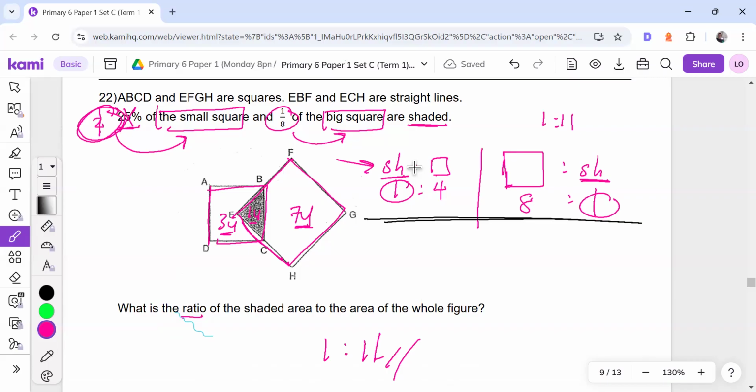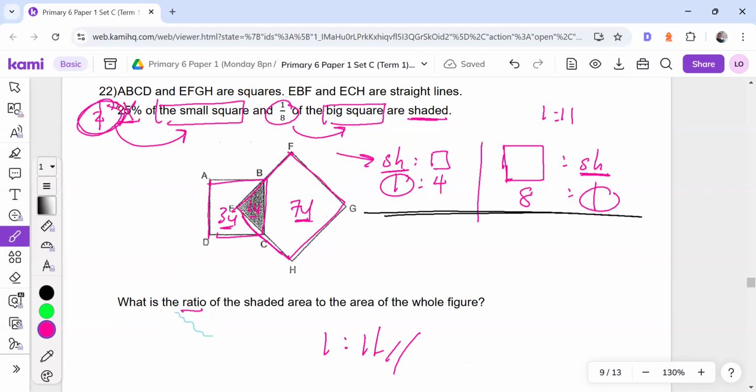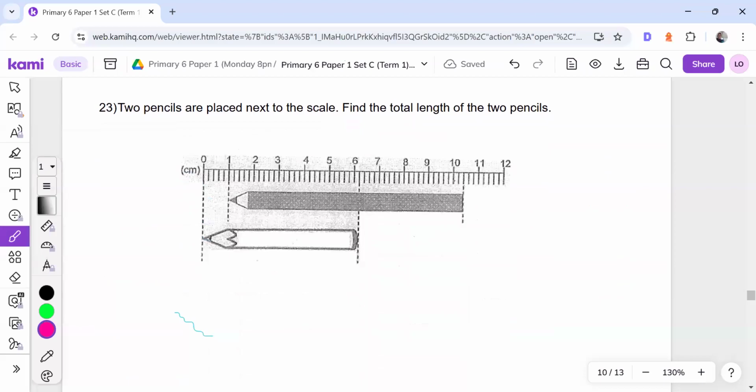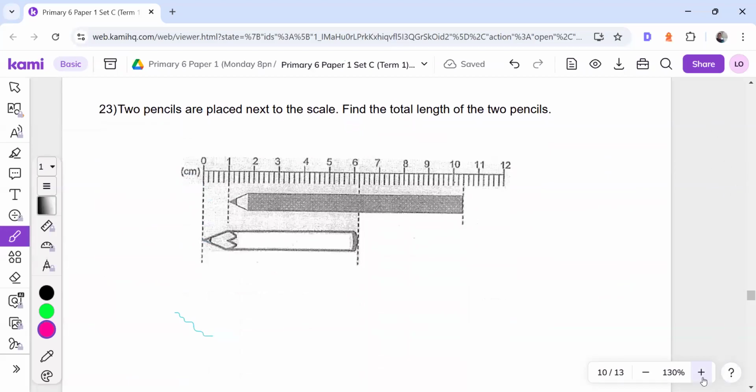Otherwise, you can't do all this. You must know how to change it to ratio first. Okay? All right, let's go on to question 23. Now, this one is like a primary three. This one looks quite easy.